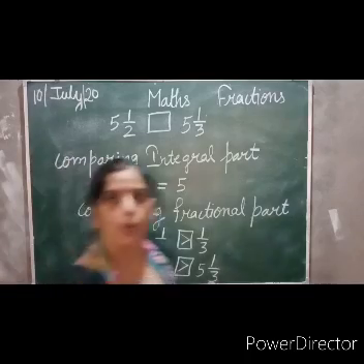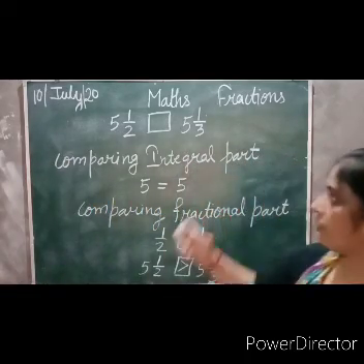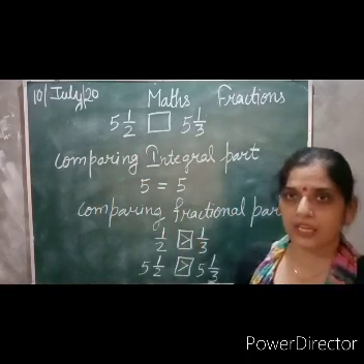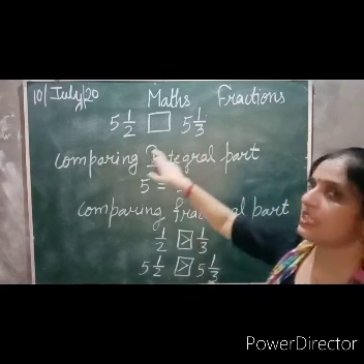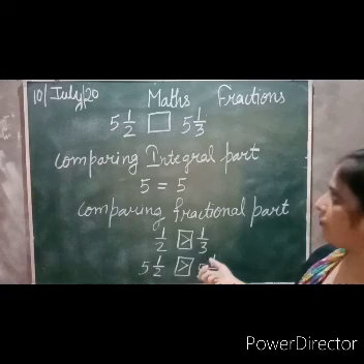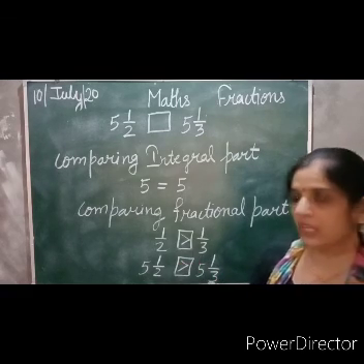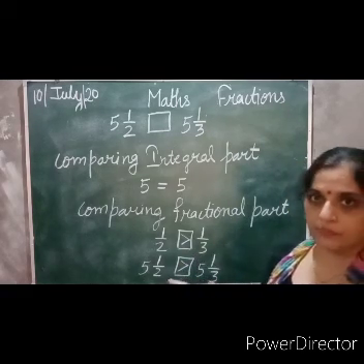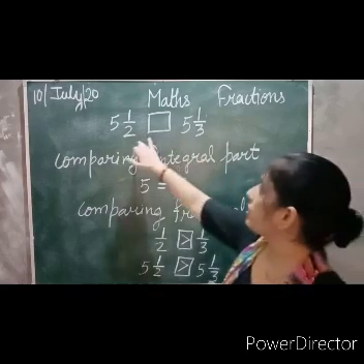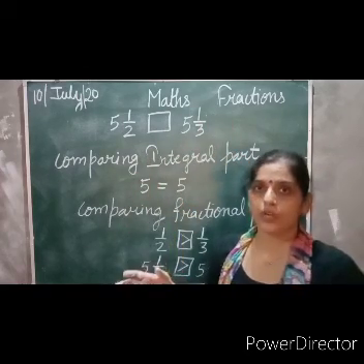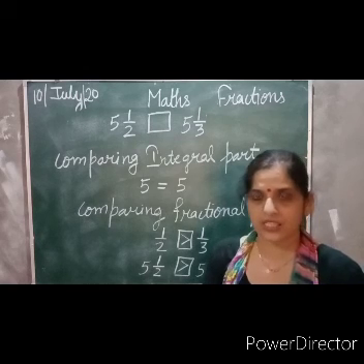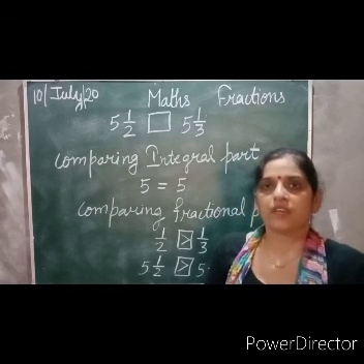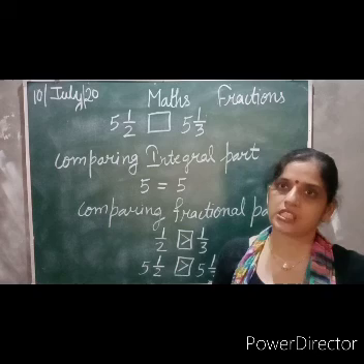It means when mixed fractions are given which have the same integral part, in that case we have to compare the fractional part. The one with the greatest fractional part is the greatest fraction. And if in the fractional parts the numerator and denominator are both different, then we will cross multiply those fractional parts and then compare. The one with the greatest answer will be the greatest fraction.